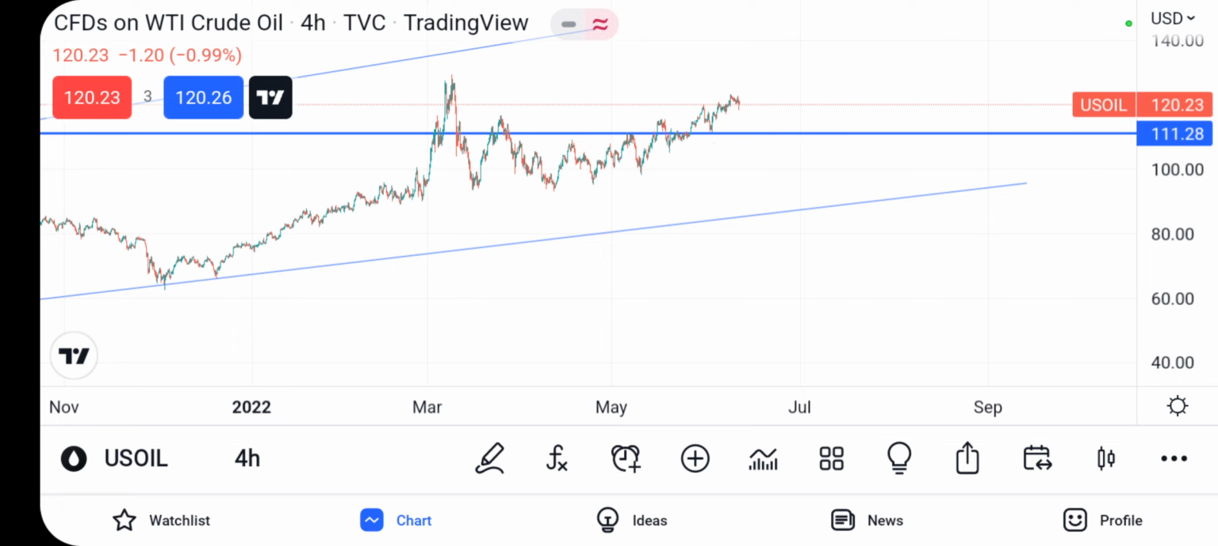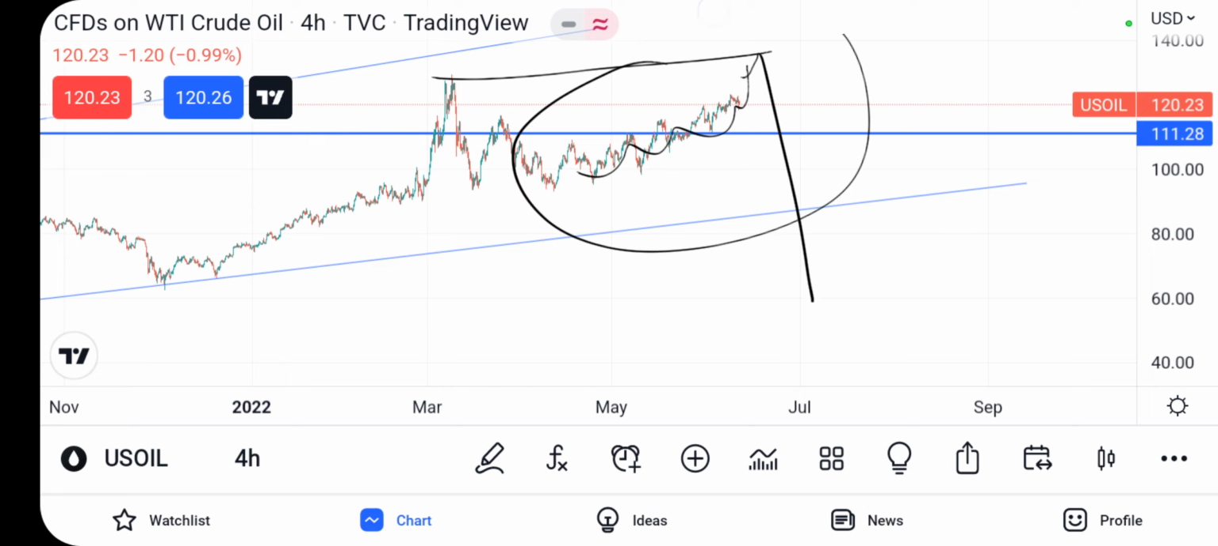It can correct, guys. Let me tell you something. It can correct until it reaches this top, and then shoot to the downside. So for me, I'm looking for only a sell on oil. That's what I'm seeing on oil.